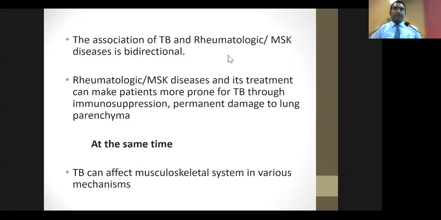Some of the rheumatological diseases can make one more prone to TB, maybe due to immunosuppression from the disease, or immunosuppression due to the drugs, or some rheumatological diseases may cause permanent damage to the lung parenchyma, thereby making one more prone to TB.